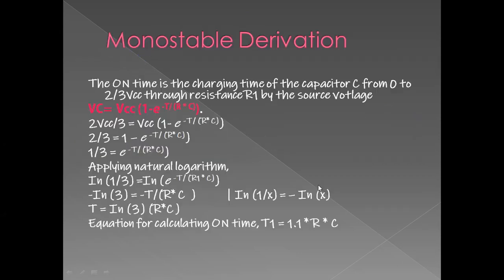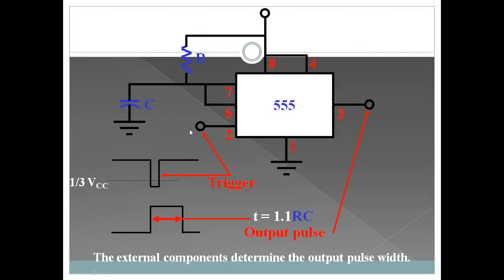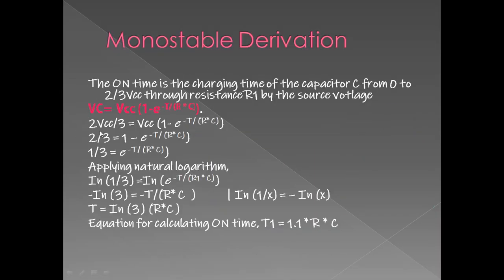So when we come to the derivation part, we know that the voltage across the capacitor, that is VC, equal to VCC into 1 minus e power minus t by RC. So in the capacitor, the voltage rises exponentially, and the on time is the charging time of the capacitor from 0 to 2 by 3 VCC. So here we can say that the capacitor charged from 0 to 2 by 3 VCC, the maximum of 2 by 3 VCC. So here we are substituting 2 by 3 VCC equal to VCC into 1 minus e power minus t by RC.